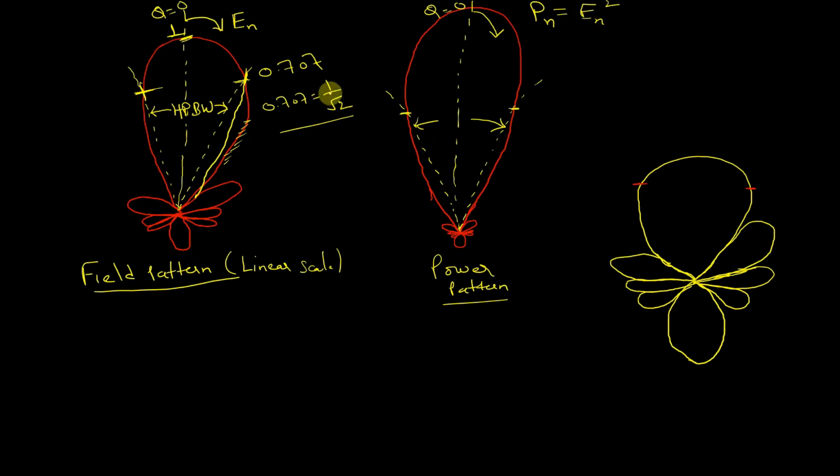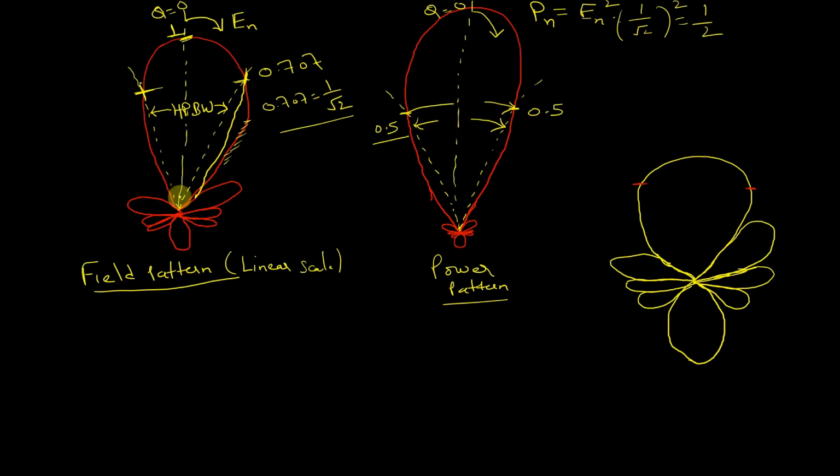Okay, so this 0.707 square, or we can say 1 upon root 2 square, so that will be 1 by 2. So here this is 0.5. So in the field pattern, the half power bandwidth occurs at 0.707, and this point is equivalent to 0.5 of power because of this relation. Okay, so this is in linear scale, this is the half power beam width.